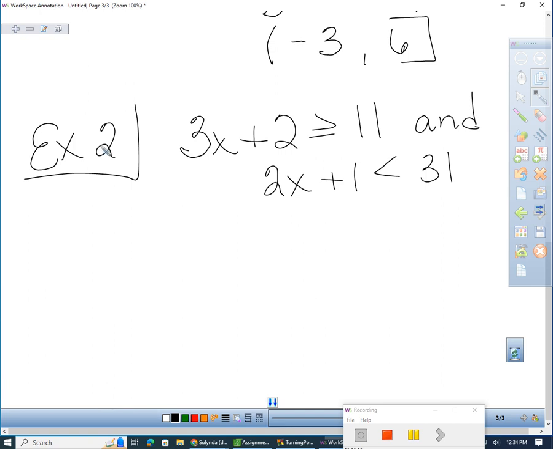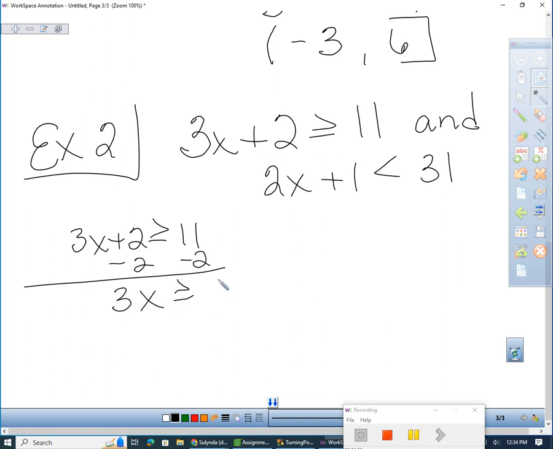So we're going to start by solving this first one. 3x plus 2 is greater than or equal to 11. Subtract 2 from both sides. So I have 3x is greater than or equal to 9. Divide both sides by 3. And x is greater than or equal to 3.